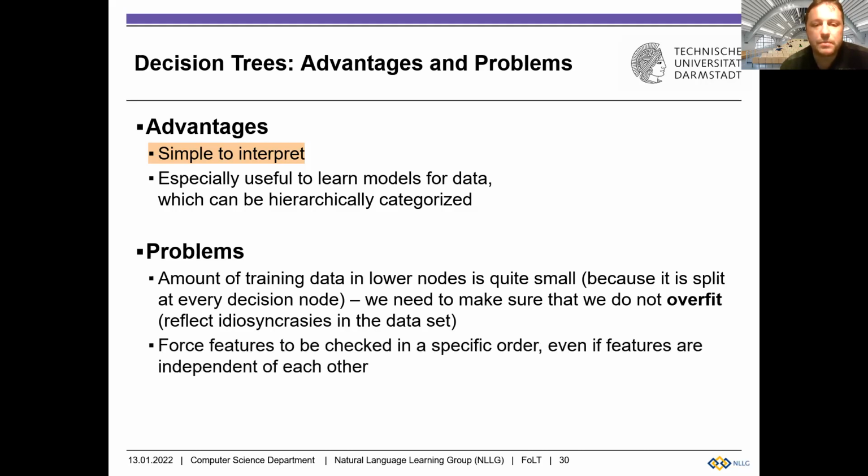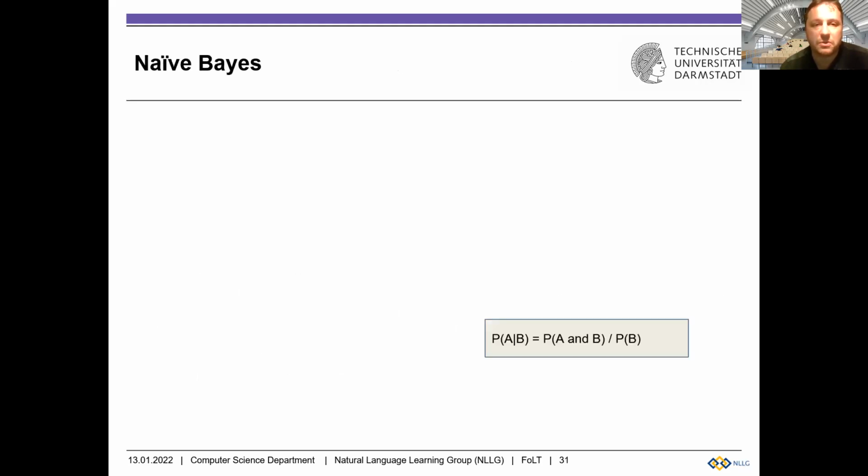And also there's probably a certain order on the features, even if, and this is enforced by the model, even if the features are independent of each other. And in general, a disadvantage is also that the model just does not perform so well in practice. So this is also one of the reasons why the model hasn't been used so much.